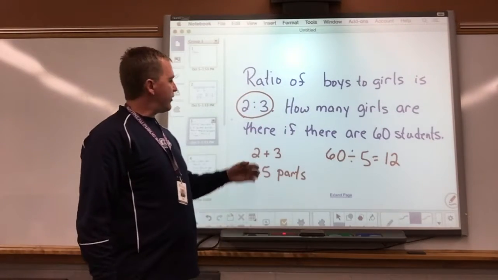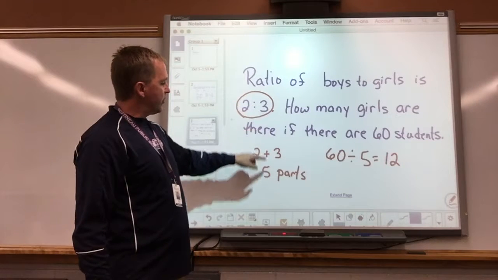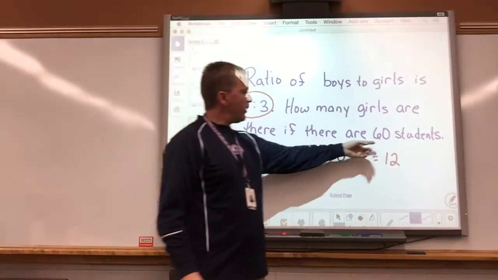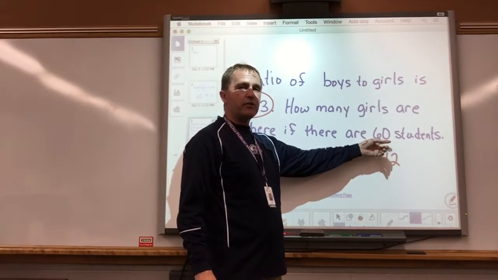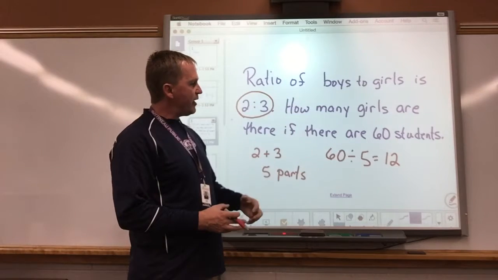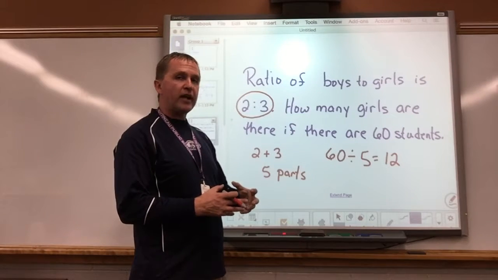The other way you can think about that is, if we have 2 boys and 3 girls, we have a total of 5 students in that small group of 2 boys and 3 girls. But we know we have a group, we have 60 students. So the question is, if we have 5 students in this small group, how many groups of 5 students would we have?